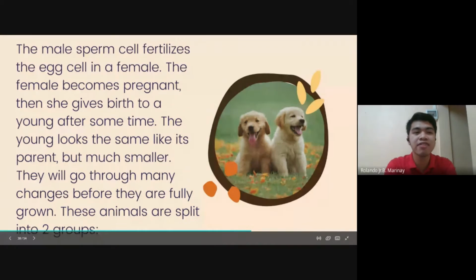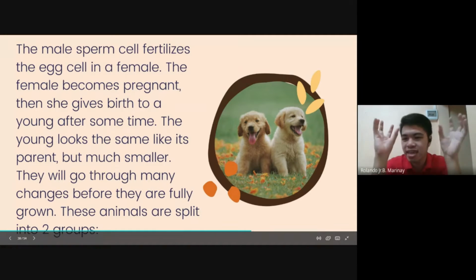The male sperm cell fertilizes the egg cell in a female. Okay, for example, the male dog. The male means boy. Okay, it's a boy, but it is older, because they are adults already. The boy sperm cell fertilizes the egg cell in a female. The boy and girl unite and then they will have a baby.